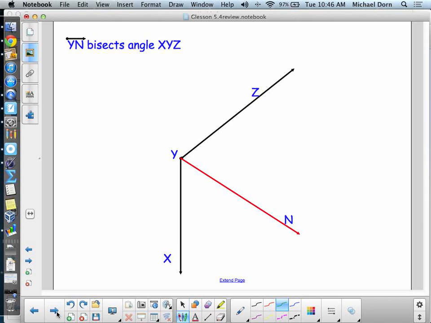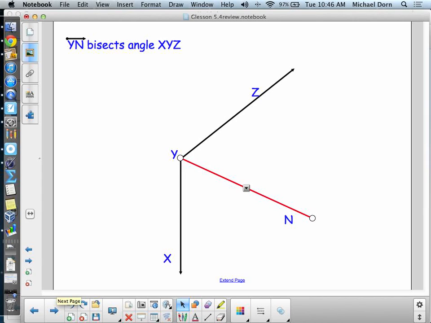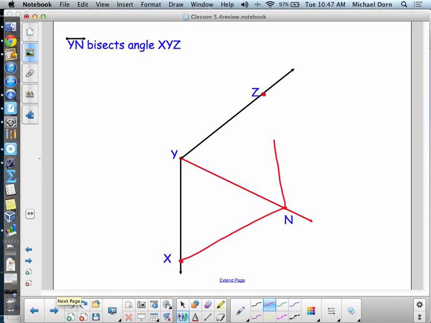YN bisects angle XYZ, despite appearances to the contrary. Let's see if I can fix it a little bit so it actually looks like a bisector. There we go. YN bisects angle XYZ. So, put points here at X and Z. Does that mean this is N? Does that mean that NX is congruent to NZ? Yes or no?